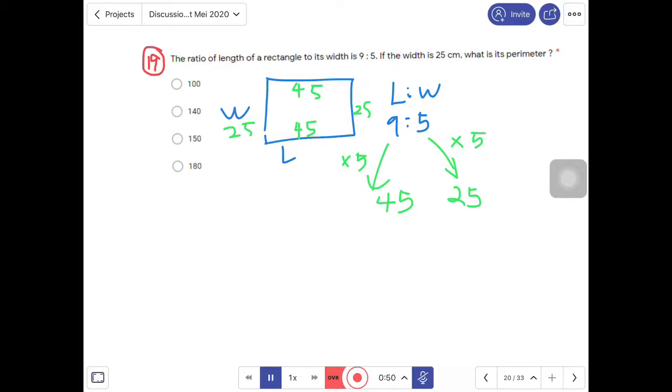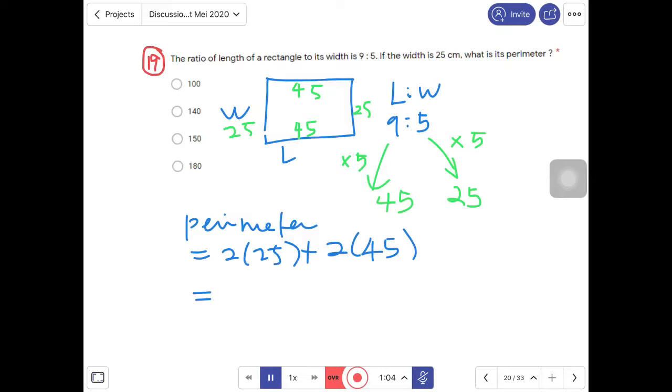So the perimeter is 2 multiply 25 plus 2 multiply 45. So it's 50 plus 90 equals 140 centimeters.